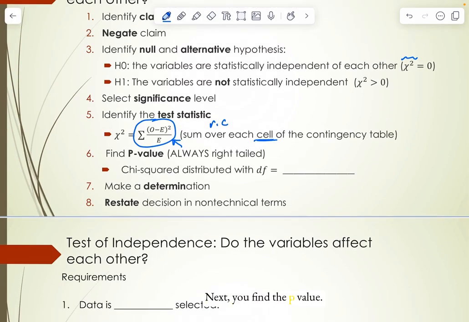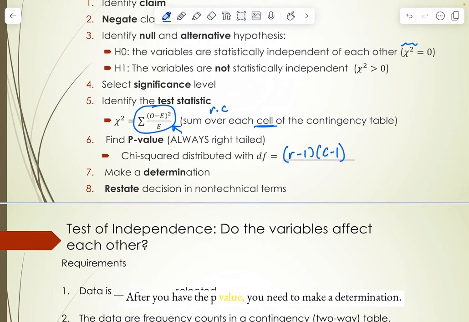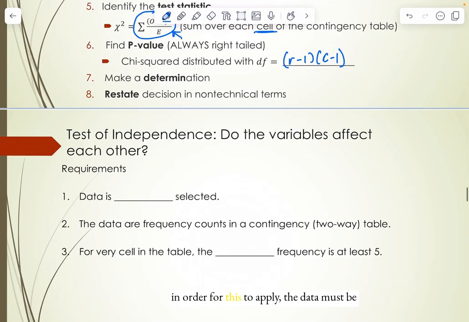Next, you find the p-value. It's always right-tailed. In this case, though, the degrees of freedom is going to be R minus 1 times C minus 1. After you have the p-value, you need to make a determination. If the p is low, the null must go. Following that, you restate your decision in non-technical terms. In order for this to apply, the data must be randomly selected. Make your sample carefully. The data needs to be in a contingency or two-way table.